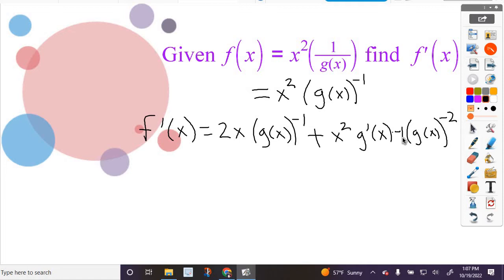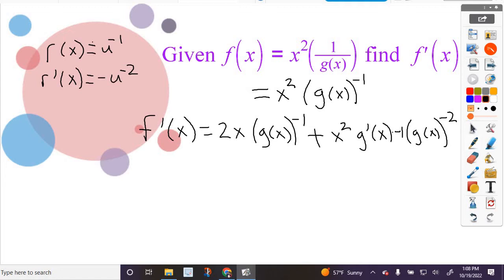So notice that my g prime is the derivative of the inside. But then I still have to take the derivative of the outside, right? So my negative first is my outside. So think of it like if I had, I don't want to use f because my other one's already f. Let's use r. So if I had r of x equals, say, u to the negative first, right? The derivative of that would be negative u to the negative second. And g of x is acting as my u. Does that make more sense?